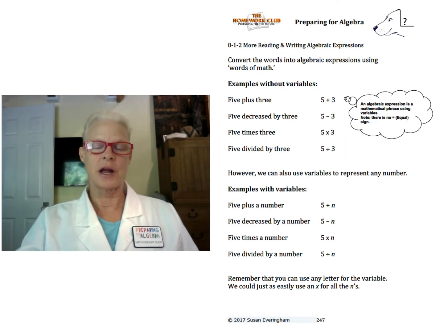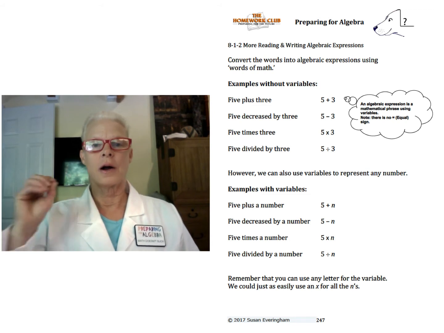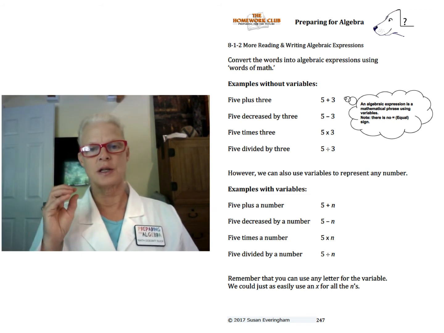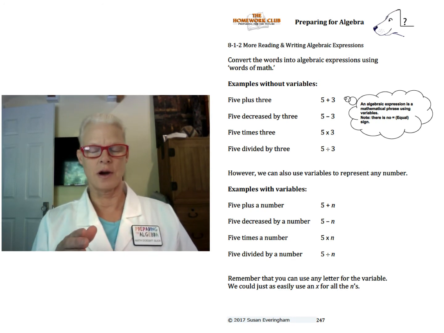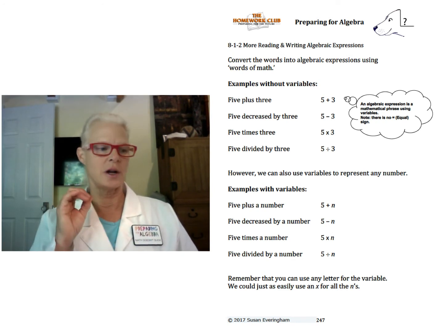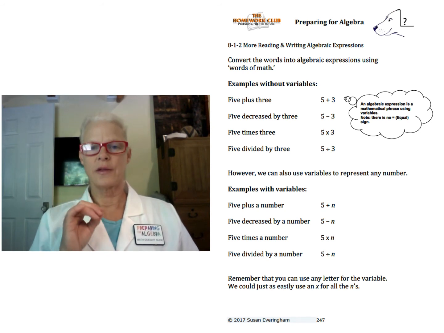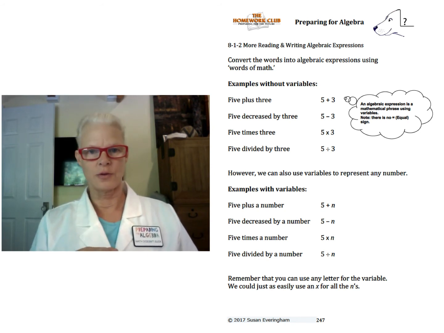The examples on page 247 are expressions. Expressions are different from equations. Equations have equal signs and expressions do not. So this is a representation of examples with variables and examples without variables.